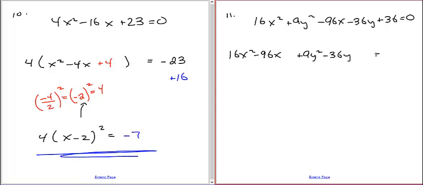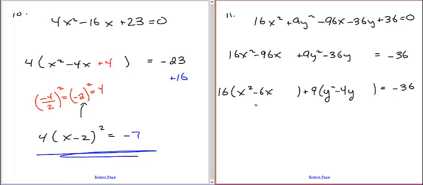Move the constant to the other side and change the sign. Okay, now for the x terms, we have a coefficient of 16 in front of x, so we have 16 times x squared. 96 divided by 16 is 6. Leave some space. Then we have the y. There's a 9 in front of y squared, so we have 9 quantity y squared. 36 divided by 9 is 4, so it's negative 4y. Leave some space. Right hand side.